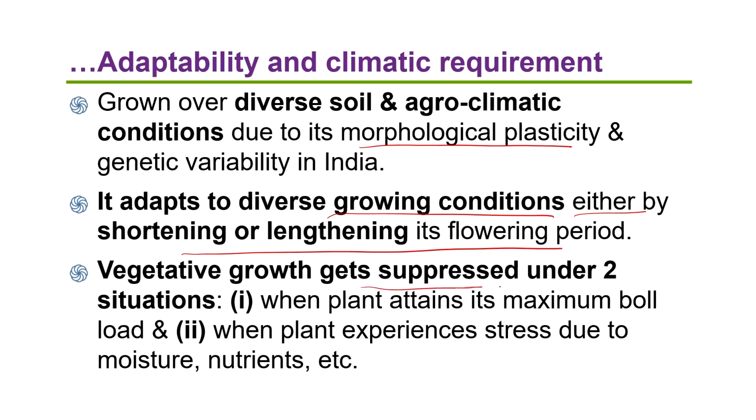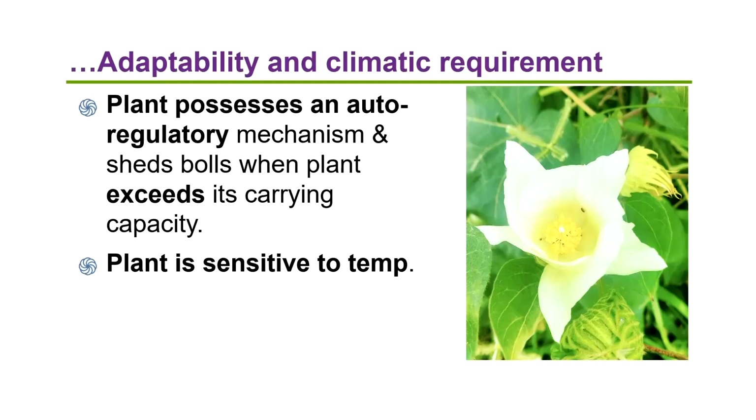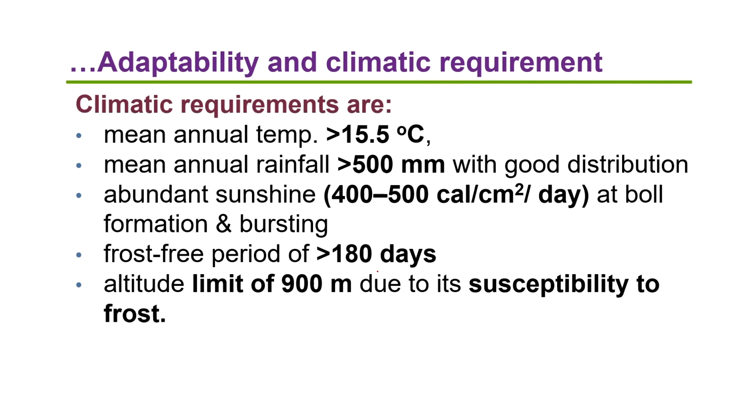Vegetative growth gets suppressed under two situations: when plants attain their maximum boll load and when plants experience stress due to moisture or nutrients. So you can see that it can also change or alter its duration due to some other external reasons also. Plant possesses an auto-regulatory mechanism and sheds bolls when it exceeds its carrying capacity. Plant is sensitive to temperature.